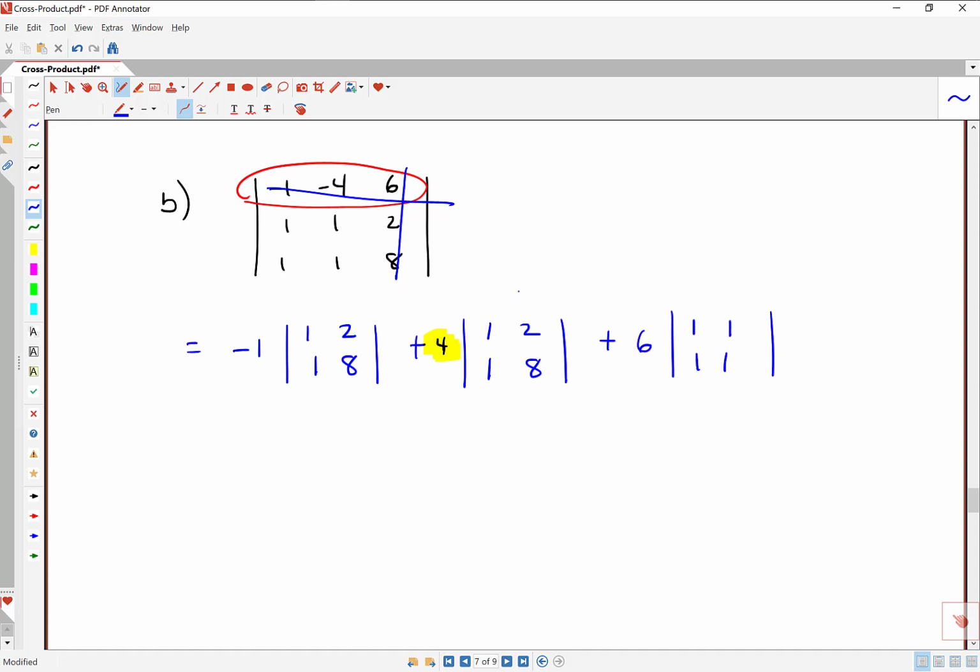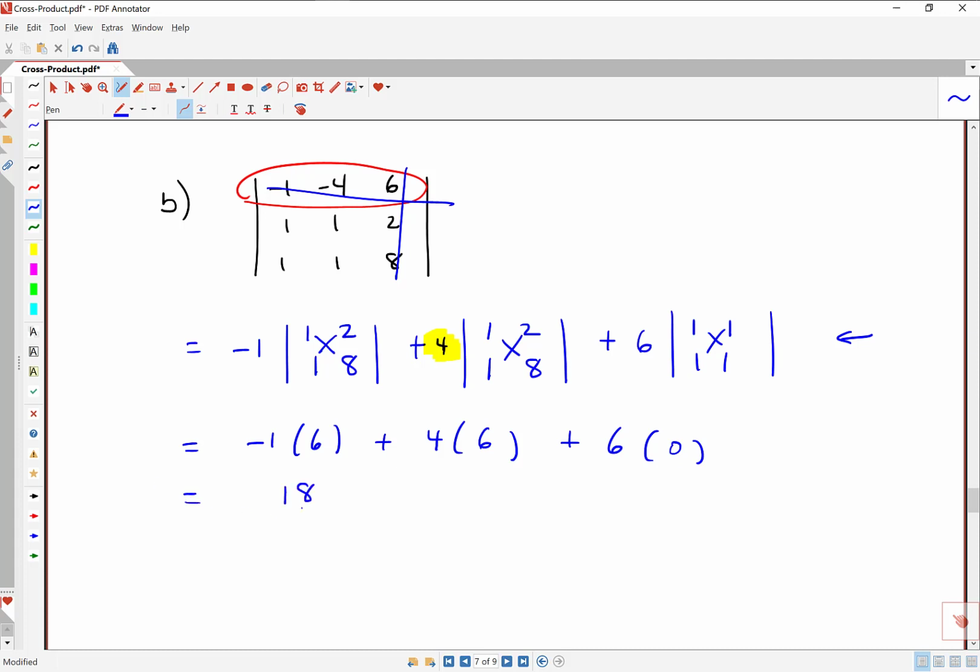Cofactor expansion is really a way of taking a 3 by 3 determinant and reducing it into something involving 2 by 2 determinants. Those 2 by 2 determinants can be calculated quickly, because for a 2 by 2 determinant, we're just going forwards product minus backwards product. So we're getting negative 1 times 6 plus 4 times 6 plus 6 times 0. Overall, our determinant is 18.